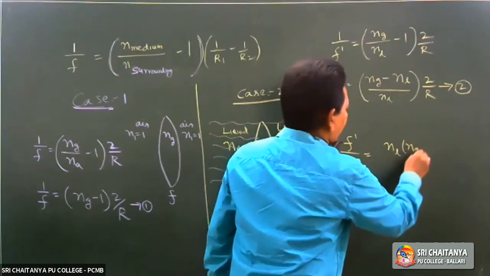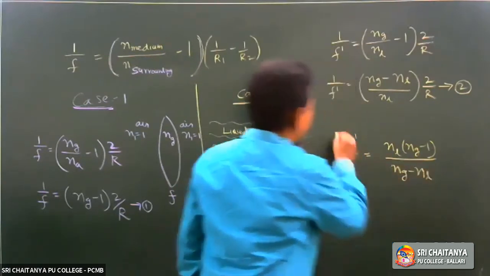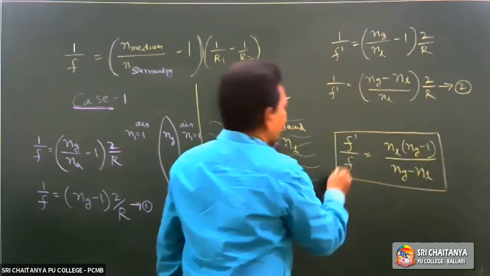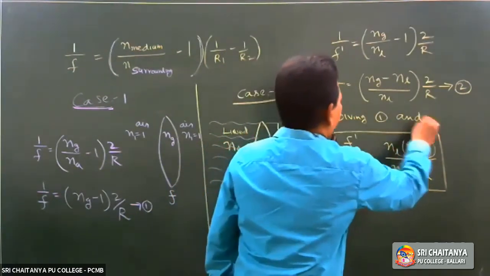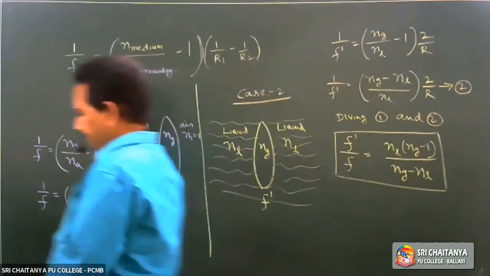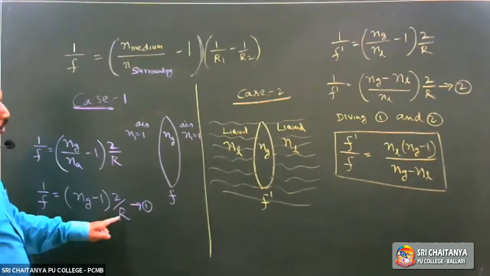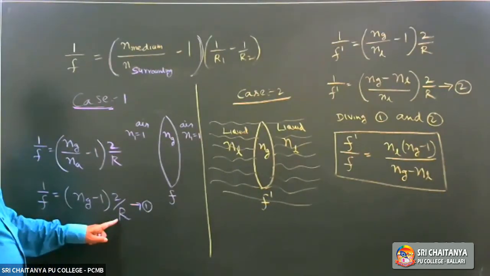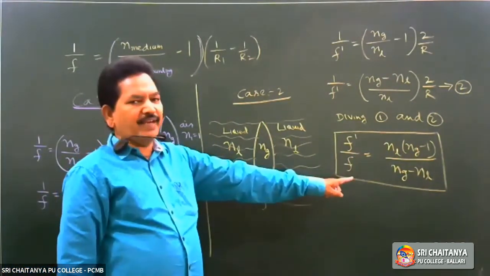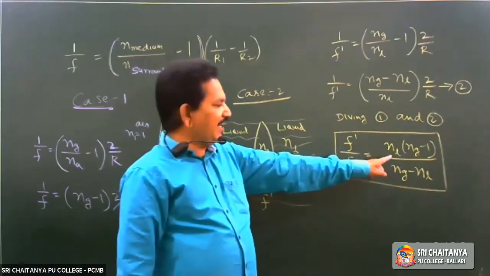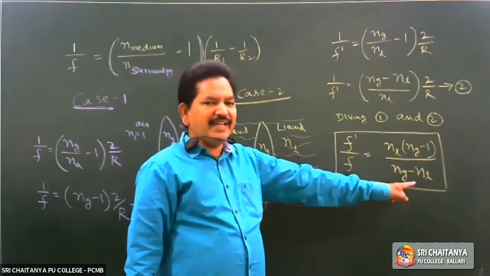Nl Ng minus 1 by Ng minus Nl. Dividing equation 1 and equation 2, the 2 by r cancels. Then what is remaining? F dash by f is equal to Nl into Ng minus 1 divided by Ng minus Nl.